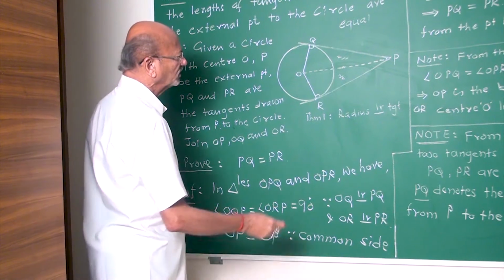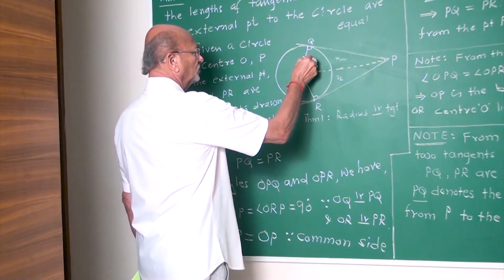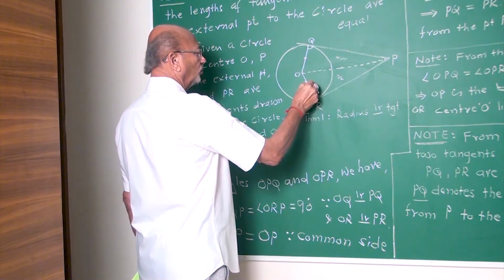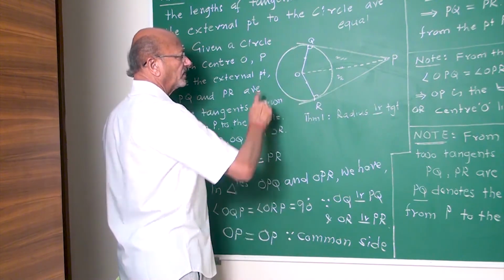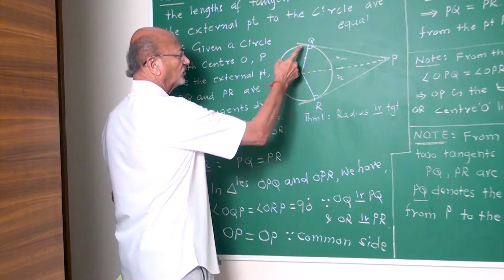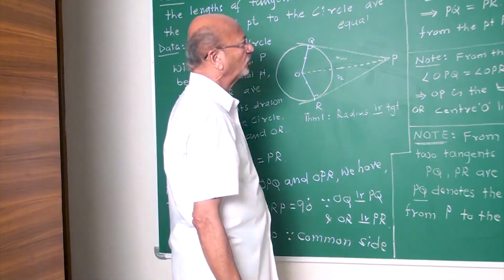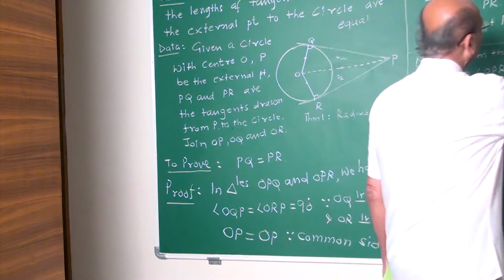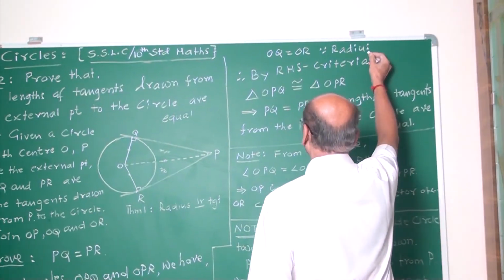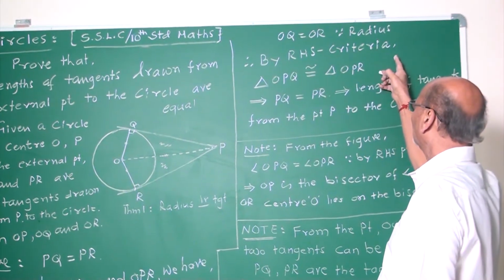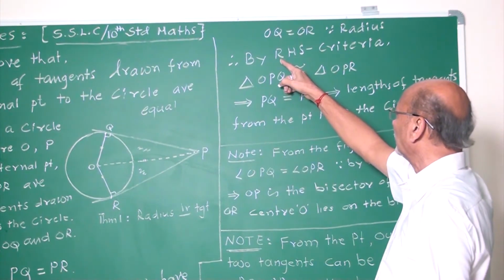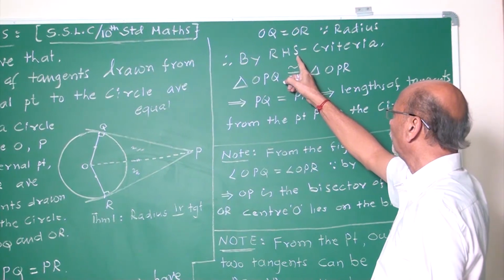Then what is one more condition? OQ equals OR. OQ and OR are the radii of the circle. Therefore, they are equal. Therefore, OQ equals OR. Therefore, by the RHS criterion, what is RHS? Right angle, hypotenuse, one side.